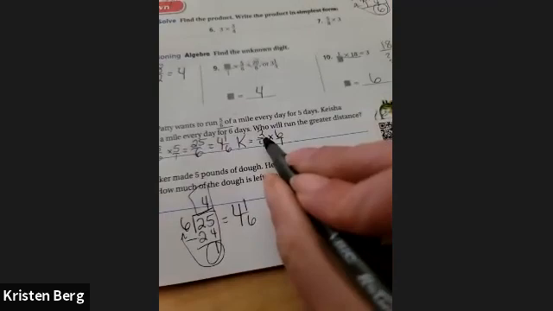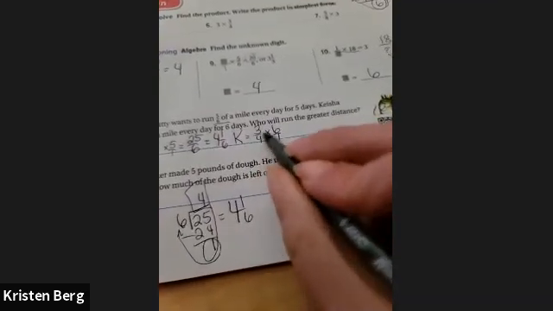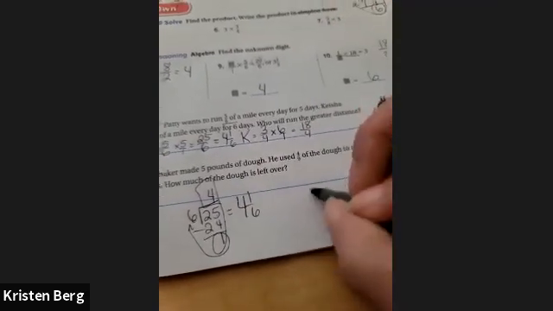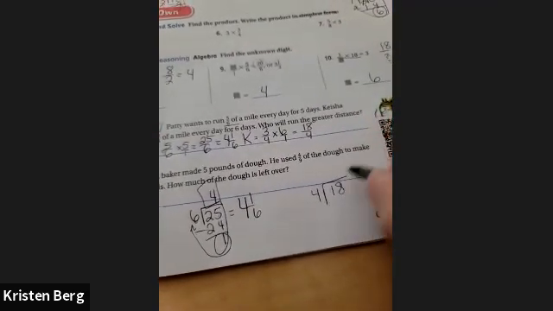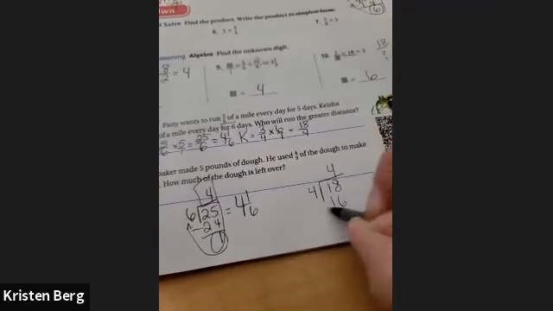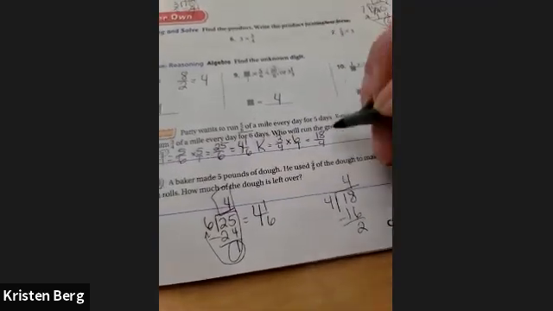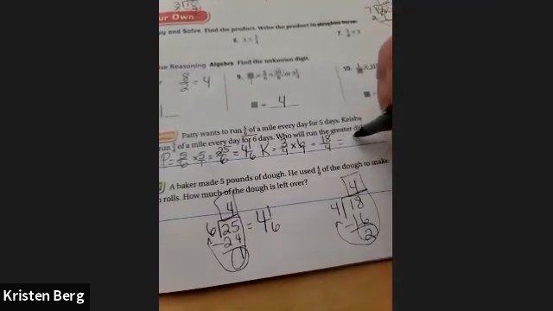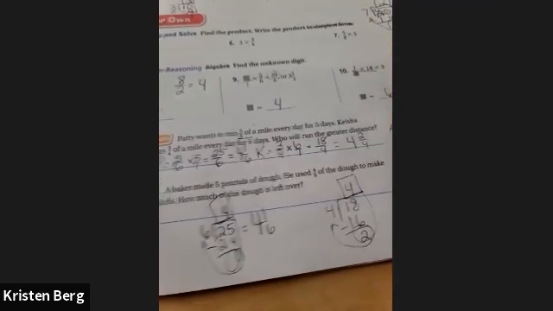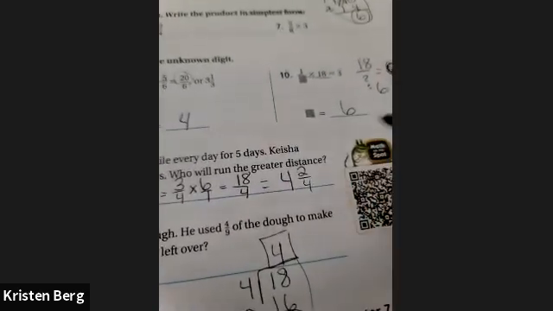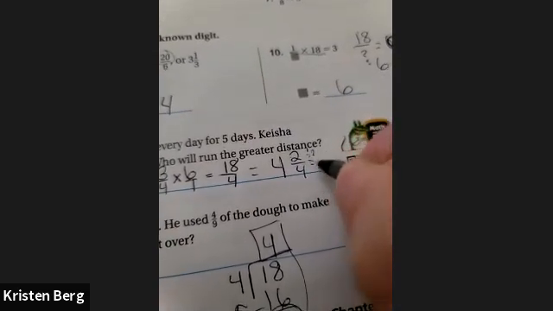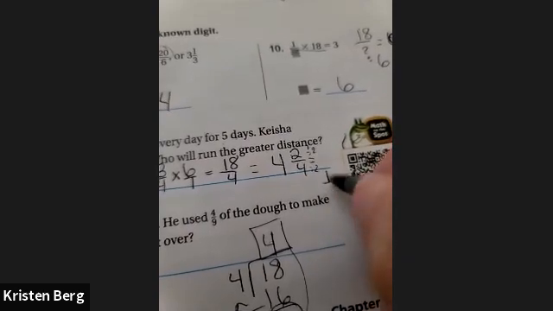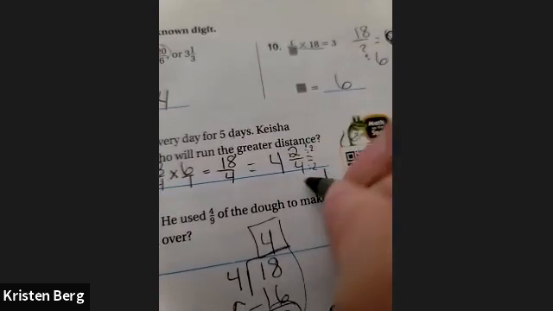Then here, can you cross cancel anything? You cannot. So this one would be 18 over 4. So how many 4s go into 18? That would be 4, because that would be 16 with 2 remaining. So therefore, this is 4 and 2/4. 4 and 2/4 can actually be reduced, though. You can divide both the top and the bottom by 2. So how many 2s go into 2? That would be 1. How many 2s go into 4? That would be 2. And then that would be 4 wholes.